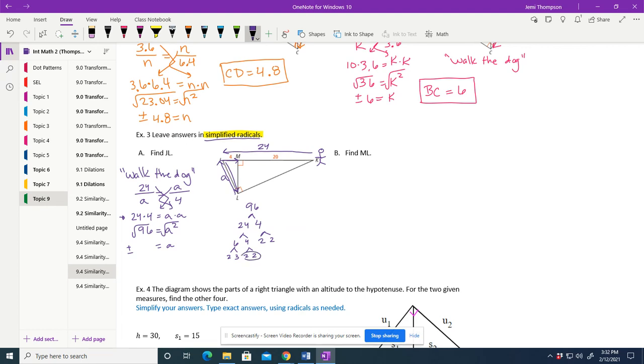Factor tree, I'm looking for pairs, right? Because I take the square root of perfect squares. 2 times 2 is 4, so I can take out a 2. 2 times 2 is 4, so I can take out a 2. And then I'm left with 2 times 3 on the inside. This leaves me with 4 square root 6.